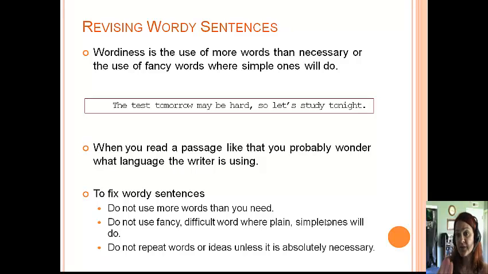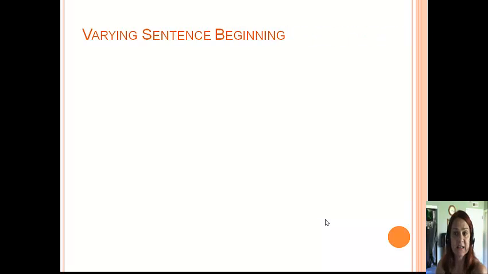So this is our third way to fix style. The first was use parallel sentence structure. The second was avoid or fix stringy sentences. And the third was to avoid or fix wordy sentences. The next way to improve your style is to vary your sentence beginning.